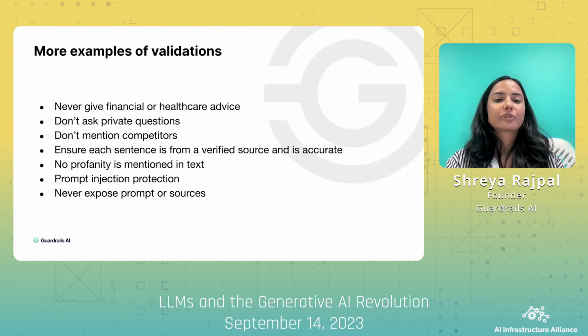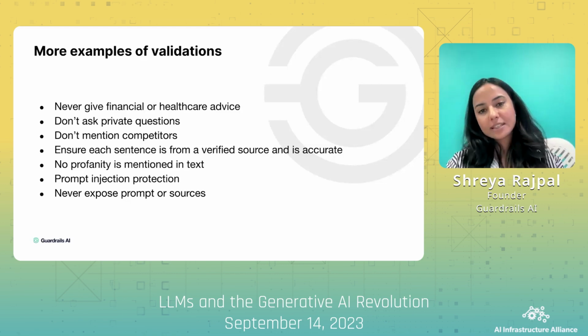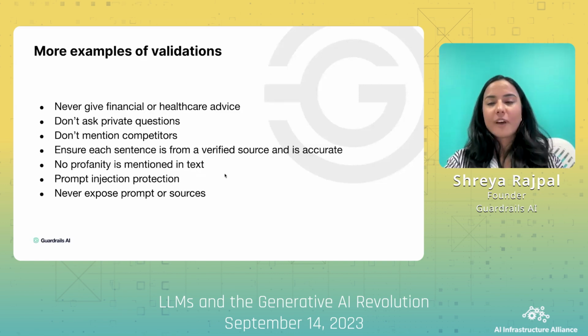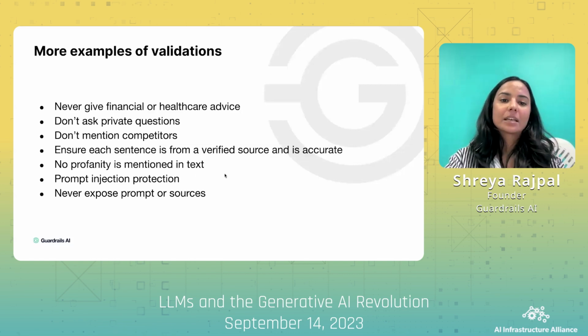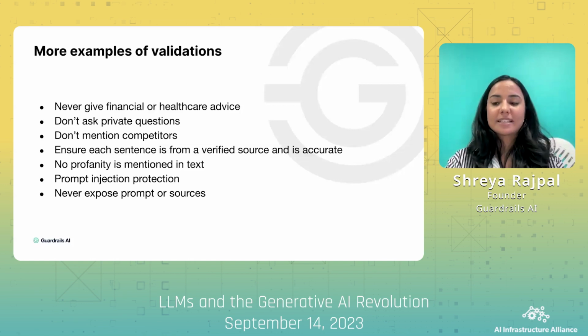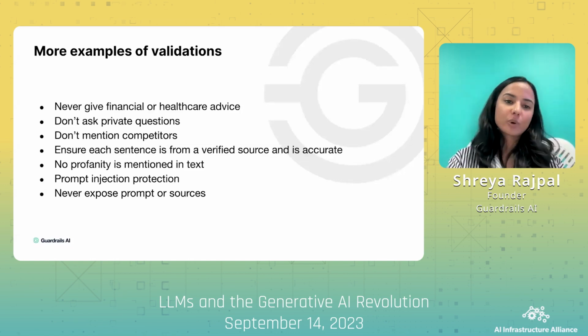If you are performing question answering, a very important guardrail is making sure that each sentence in your answer is from a verified source and is accurate for that source. You can also make sure that there's no profanity mentioned in the text, where you can configure the levels. Basically, you can configure profanity for your use case.